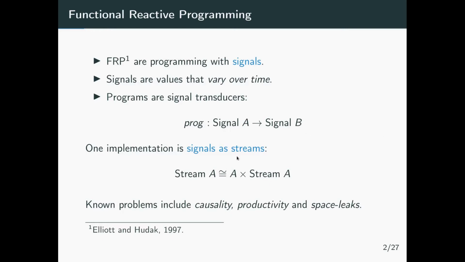So a stream is this data type where you can unfold it and then you get a head and then you get a tail, which is another stream, right? And then you can keep unfolding. And in the functional reactive setting, we somehow think of this as taking time, right? You get the head now and you get the tail later. If you implement FRP with signals as streams, there are known problems, and these include causality, productivity, and space leaks.